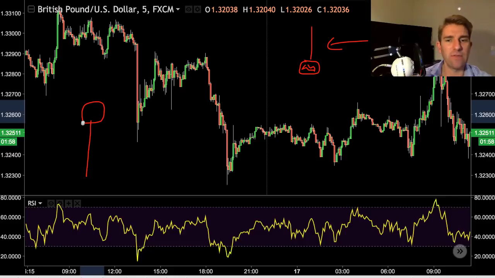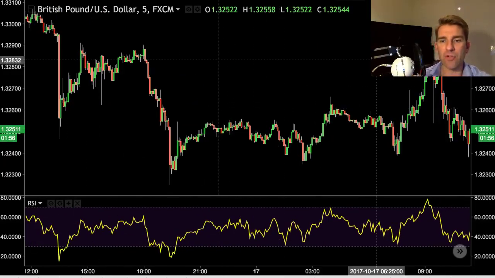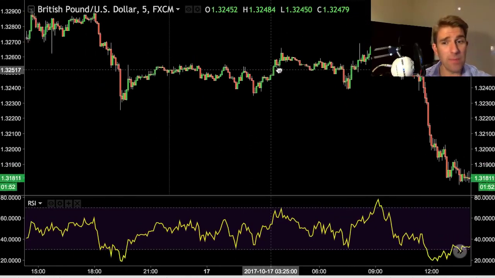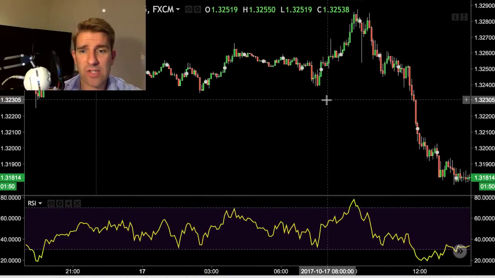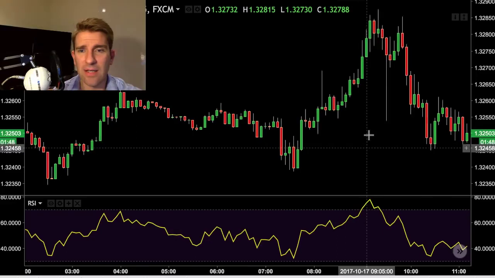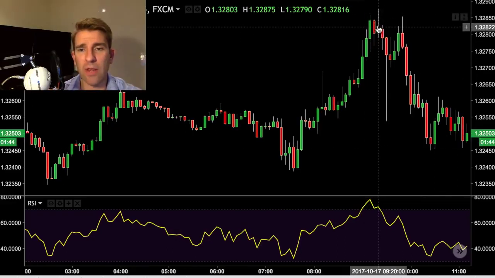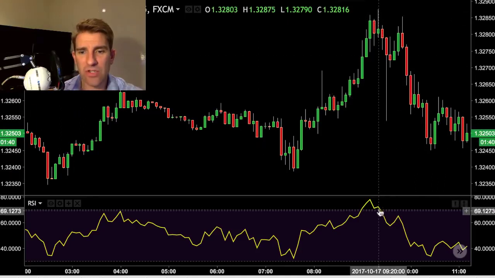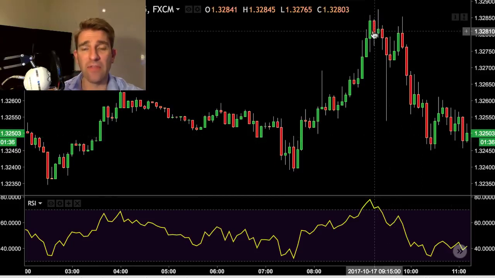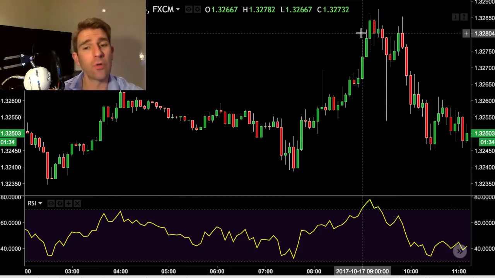Let's have a look. Let's see if we've got any here. So straight away we have one here. By the way, this is pound US dollar, GBP US dollar. I'm going to say that this here is the candlestick criteria. Small body, long wick, and we're just about still in overbought condition above 70. So the theory of this trade is you're going short on the close of that candle.